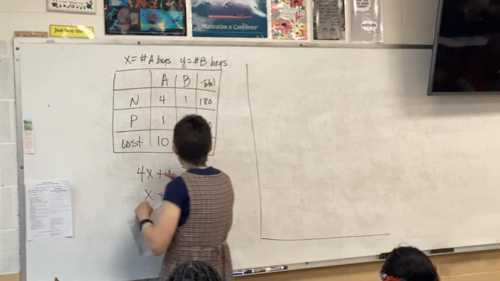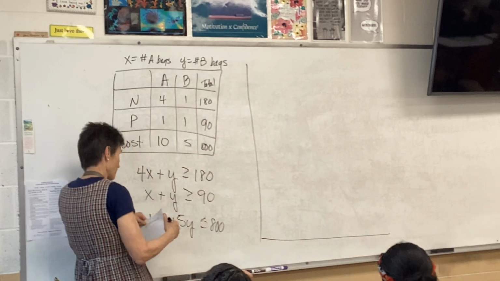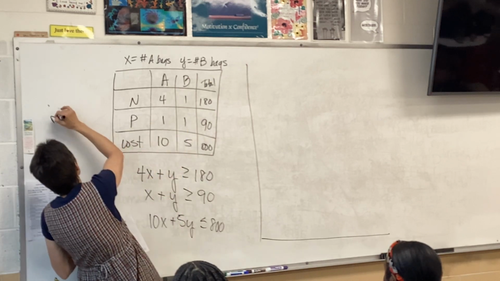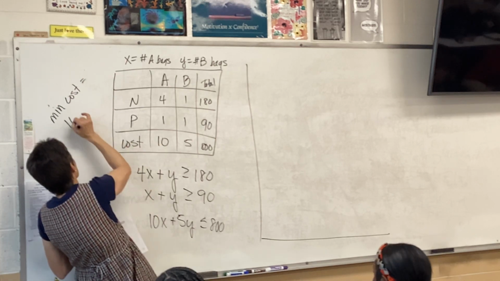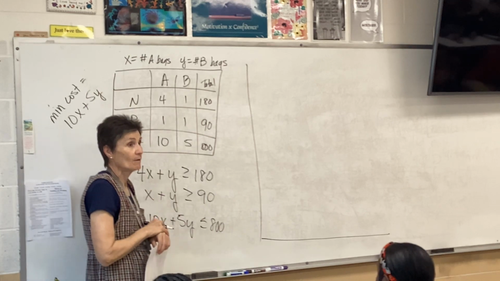Every time I do one of these problems, I am maximizing or minimizing something. What am I doing here? Minimizing the cost. And the cost will be calculated with 10x plus 5y. Isn't that how much money I'm spending?